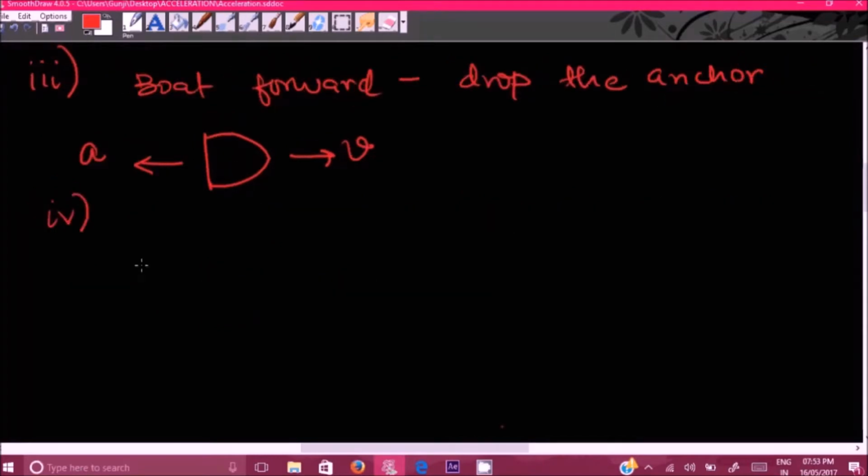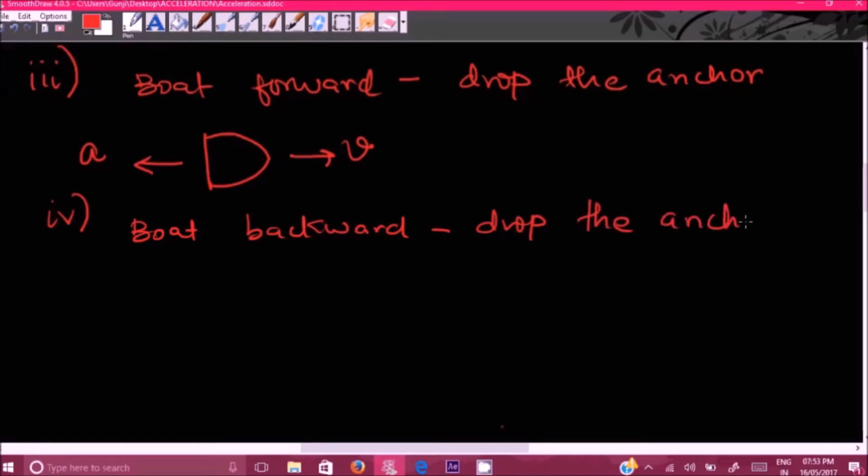Fourth scenario, the boat is going in the backward direction. You drop the anchor. Since the boat is moving in the backward direction, the velocity vector will point in the backward direction. You drop the anchor, that means the boat will decelerate. That is, the boat will accelerate in the opposite direction from its current velocity. So the acceleration vector will point in the forward direction.